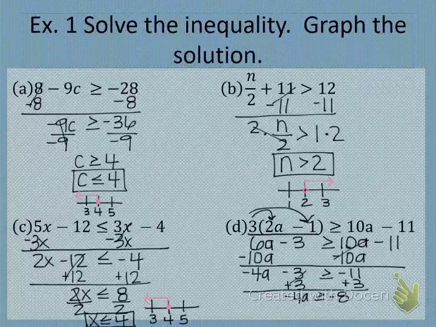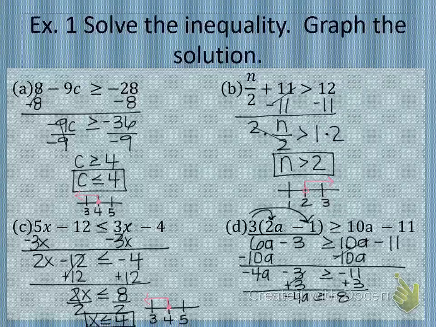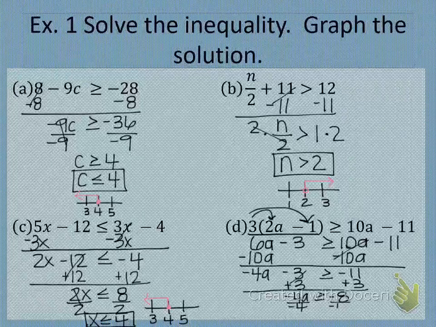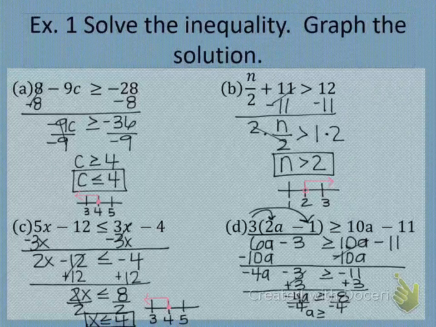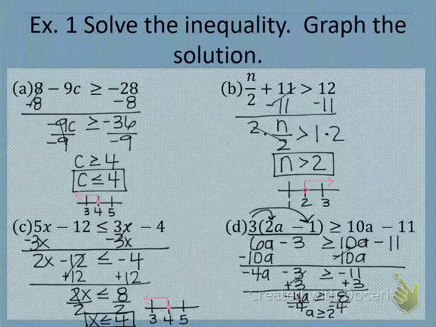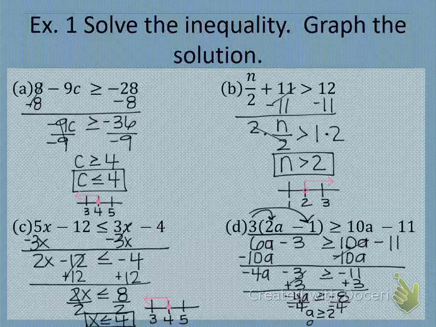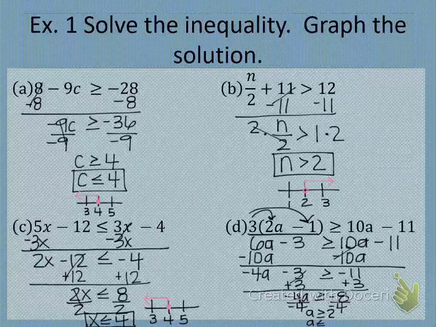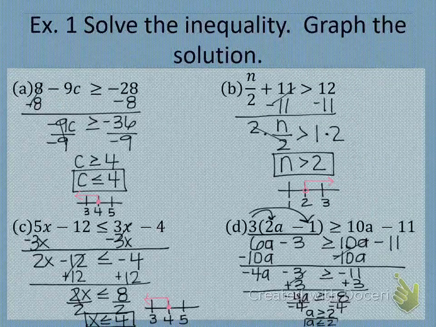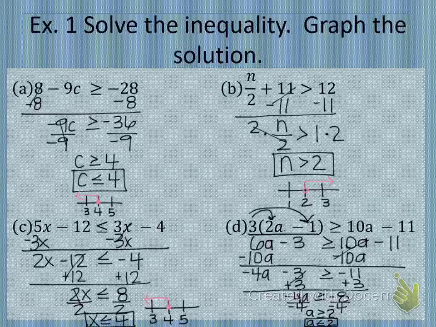All right. Elijah, how do we finish this one? We're going to divide both sides by negative 4. So a is greater than or equal to what? 2. Question: do we need to flip the sign? Yes, the last thing we did was divide by a negative. So a is less than or equal to 2 is going to be our actual final answer.